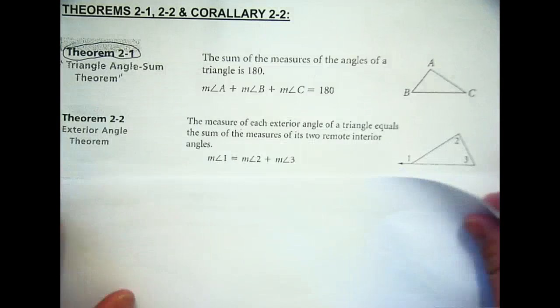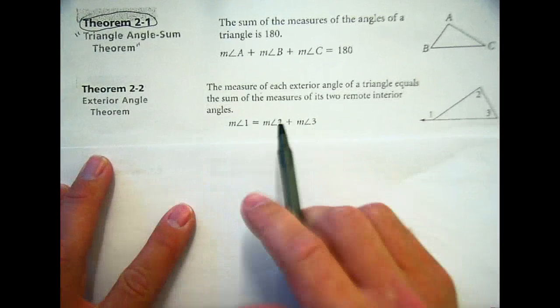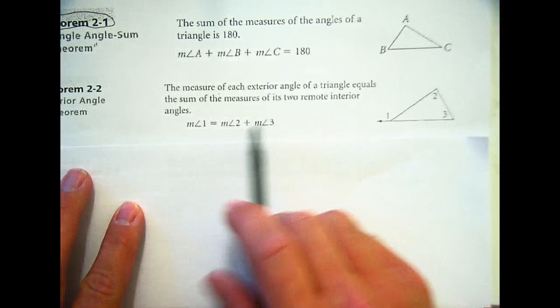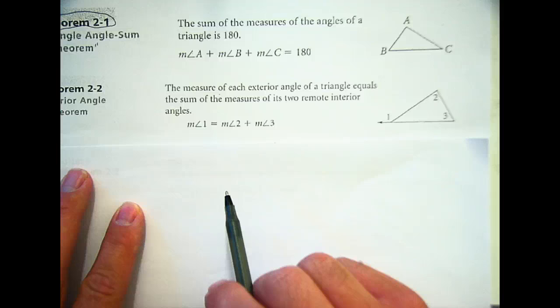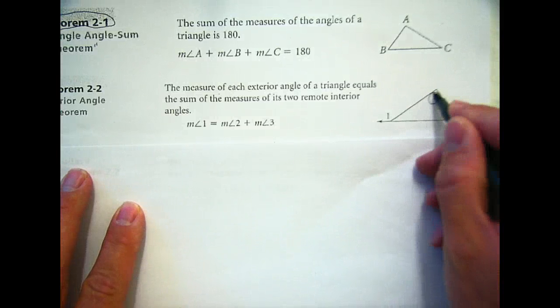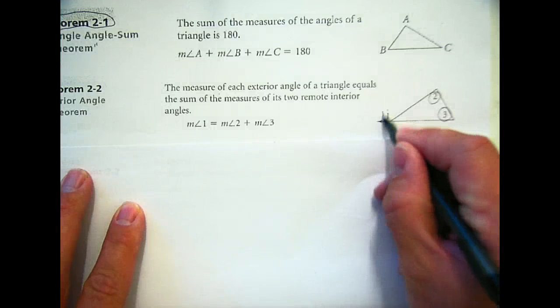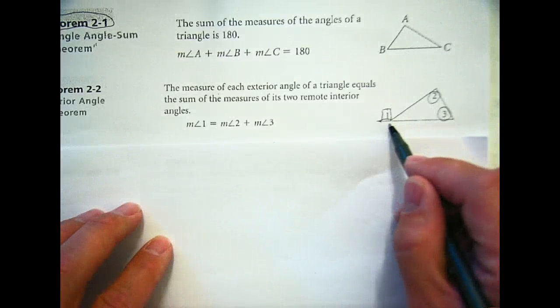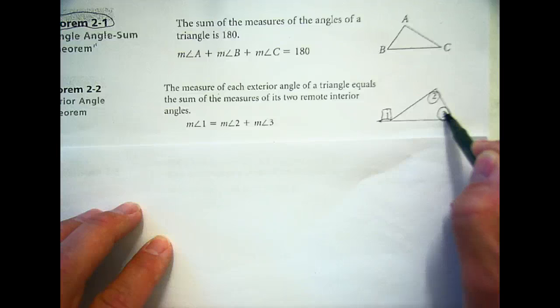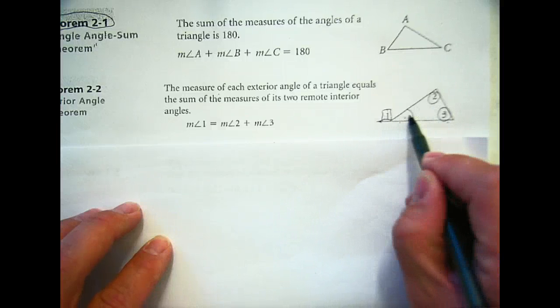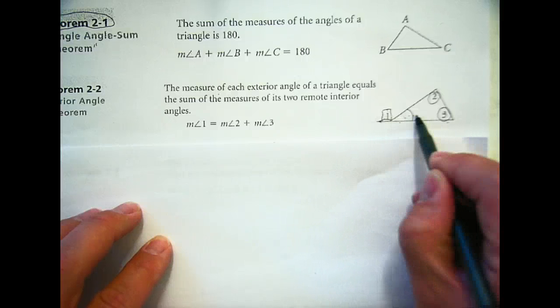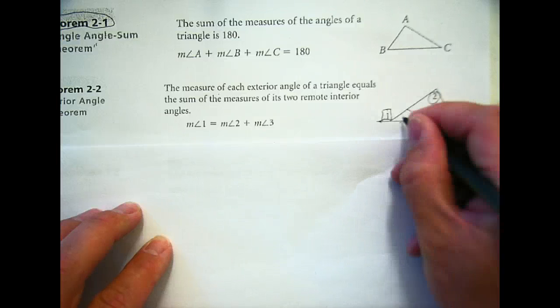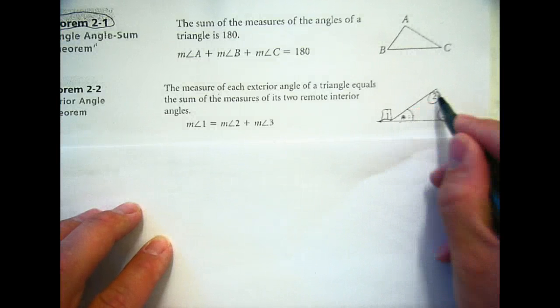The exterior angle theorem says the measure of each exterior angle of a triangle equals the sum of the measures of the two remote interior angles. In other words, this angle plus that angle equals that angle. Angle 2 plus angle 3 has to add up to angle 1. Because this one plus this one, along with this angle right here, adds up to 180. And angle 1 and this angle add up to 180, because they make a straight line. Let's call this angle A. So 2 plus 3 plus A add up to 180.